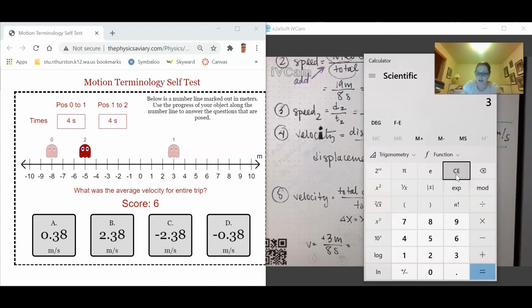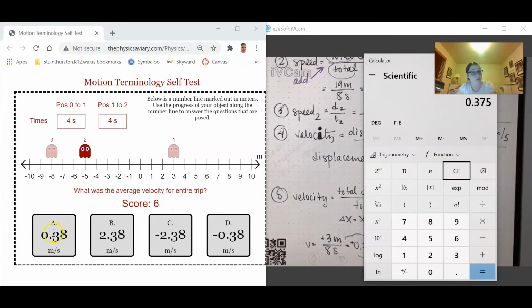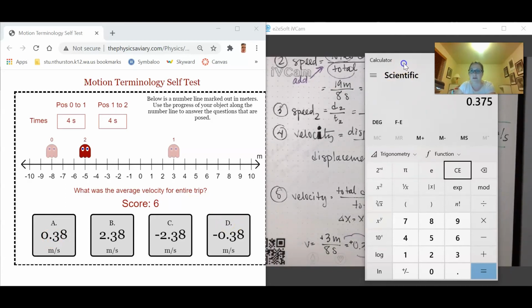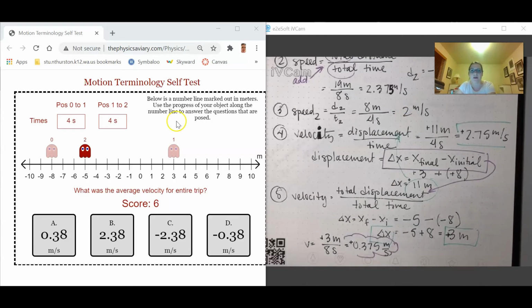3 divided by 8, 0.375 meters per second. That's a positive divided by a positive, so I'm just going to make sure it's a positive number. Look over here. Sure enough, you can see they rounded, right? So here we go. This is a positive. There's a negative over here, but I'm checking my work. It helps if I move my calculator here. So I'm checking my work. There it is. This is my answer.